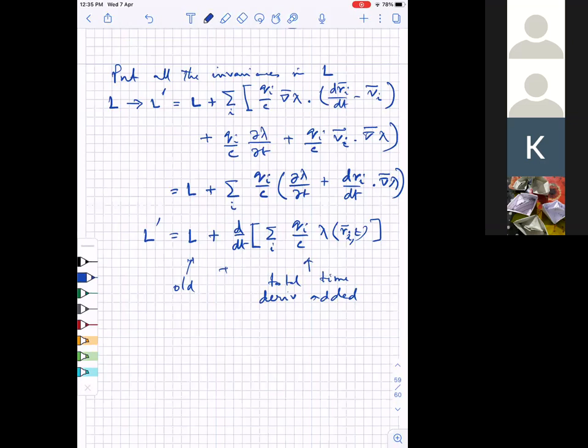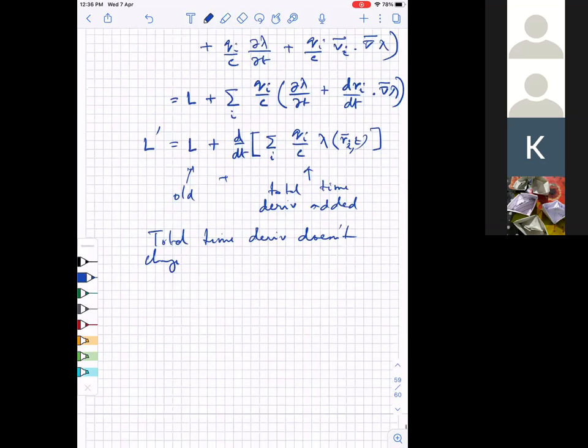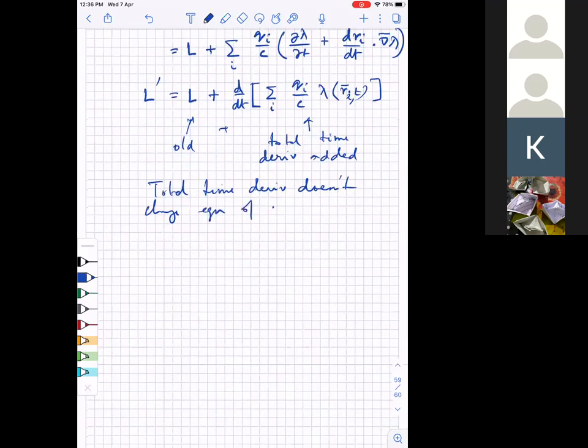So the total time derivative, remember, does not change your equation of motion. So remember, when we did the equation of motion, we said the total time derivative doesn't change the equation of motion.